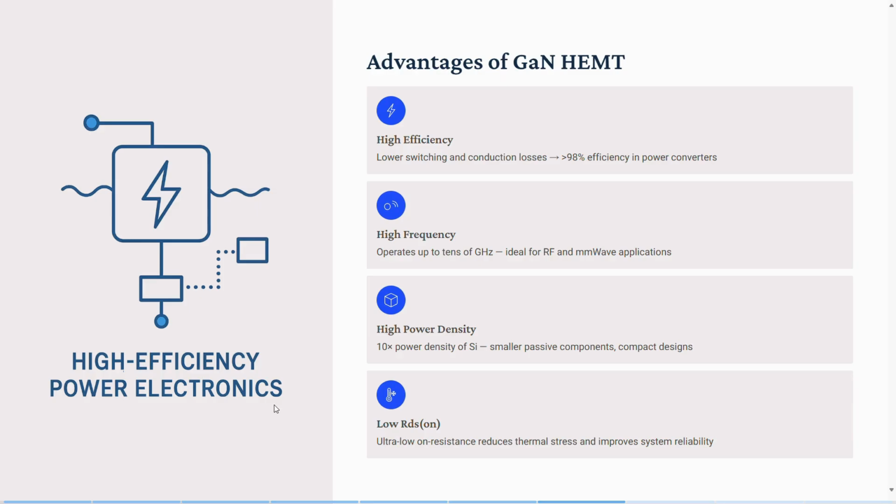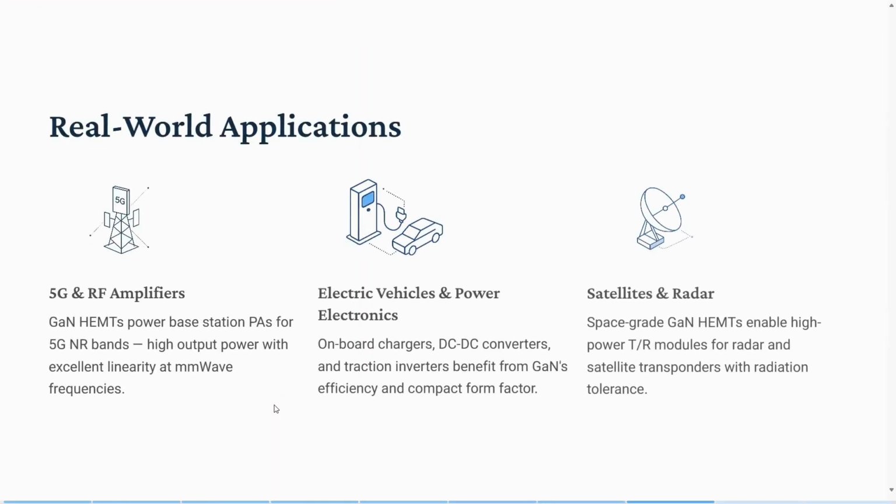Real-world applications of GaN HEMT. In communication systems, 5G base stations, RF power amplifiers. In defense, we have radar systems, electronic warfare. In power electronics, there are electric vehicles, EVs, fast chargers, DC-DC converters. They are also used in satellite and aerospace systems, where high efficiency and reliability are critical. So, GaN technology is playing a key role in enabling next-generation electronic systems.